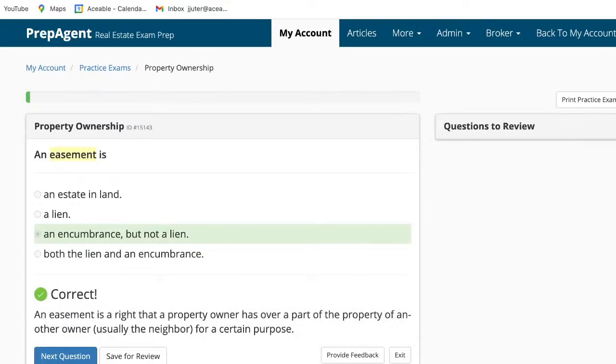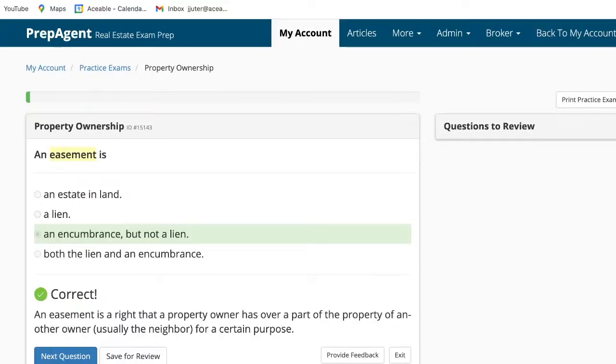Good. What is an encumbrance? Anybody? Who knows? Congratulations, Caitlin. Everybody say congratulations, Caitlin, and say it in whatever language you know. Felicidades, congratulations.